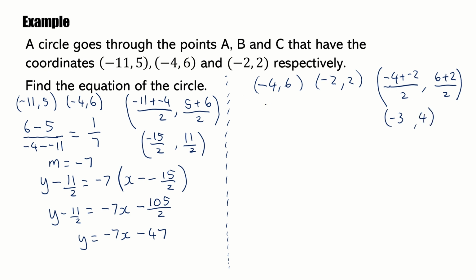Then the gradient, change in y over change in x. That's 4 over minus 2, which is minus 2, but therefore the perpendicular gradient to that would be positive 1/2.